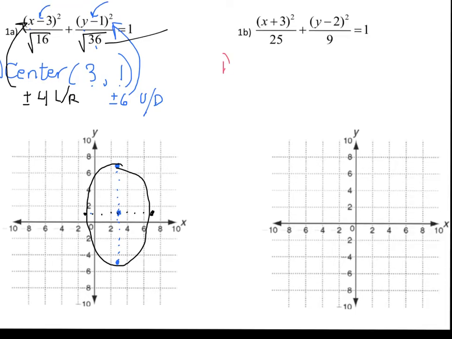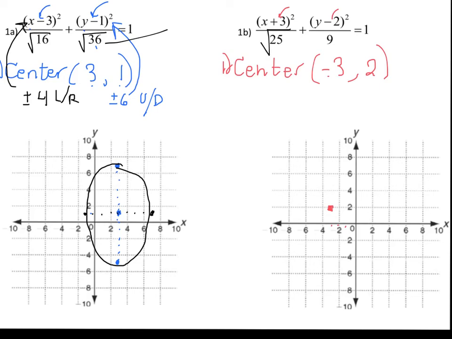1b is very similar. First, we'll write down the center. So the center should be the opposite of that sign, negative 3, and the opposite of that sign, so positive 2. So I will plot back 3, 1, 2, 3, and up 2. So right there. It's very important you get your center correct, because you could draw the whole ellipse correctly, but it could be in the wrong place. So take the time to make sure you're flipping your signs and plotting correctly.